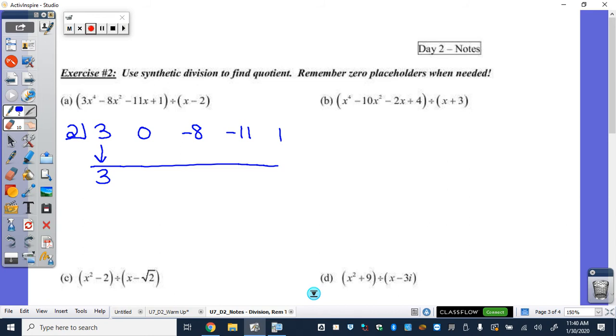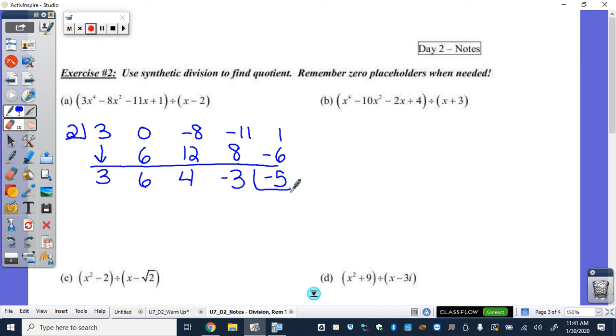So again, bring down that first term. So we bring down our 3, multiply by 2, and then add. So then we got a 6, times 2 added to the negative 8 gives me a 4, times 2 gives me negative 3, times 2 plus 1 gives me a negative 5. We have a remainder this time.